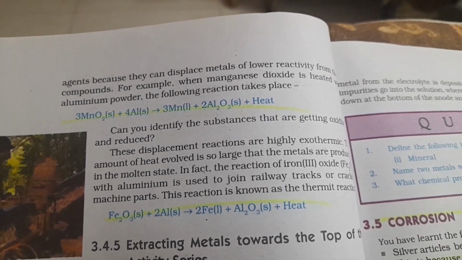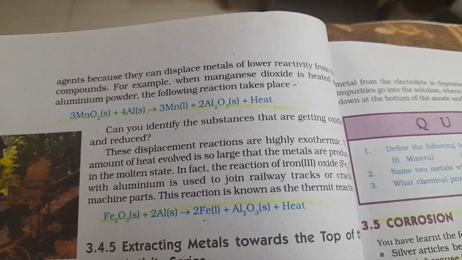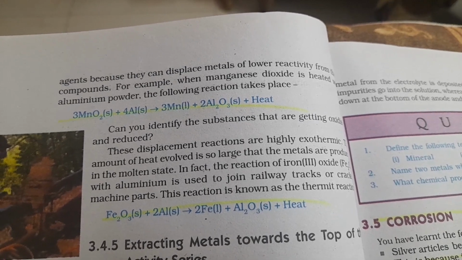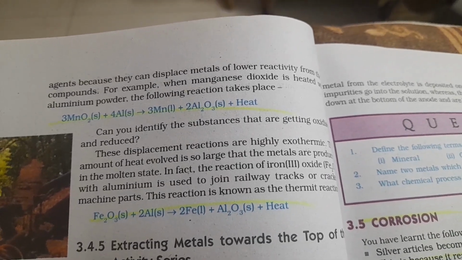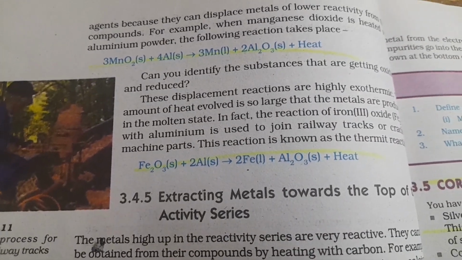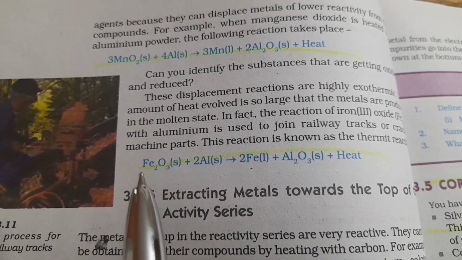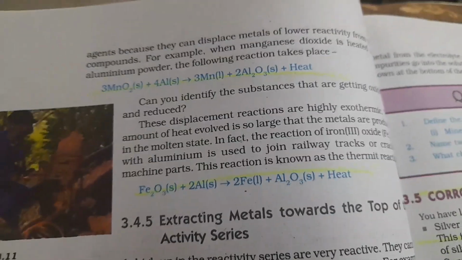Suppose in the reaction of iron oxide with aluminum, these reactions are used to join railway tracks or the cracks in machine parts. So remember, this is known as the thermit reaction. Sometimes this comes for the exam. You have to remember the equation also. Fe2O3 plus aluminum gives Fe plus aluminum oxide plus heat.